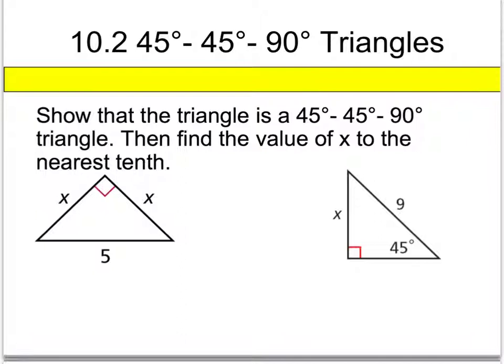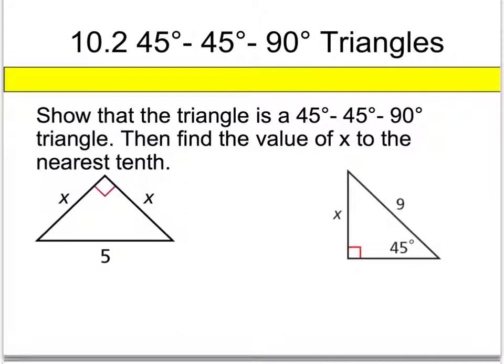When it says this, find the value of x to the nearest tenth, that is asking for a decimal. Okay, if you go back to that last slide, it just said find the value of x. You can leave that in radical terms. This one says to the nearest tenth, and when it says to the nearest tenth, you actually break it down and you multiply it times your square root of 2 or divide by your square root of 2.